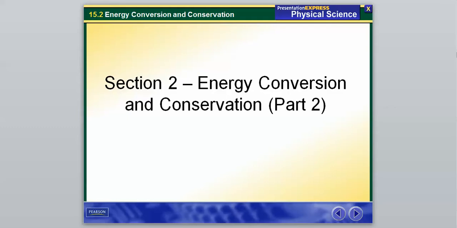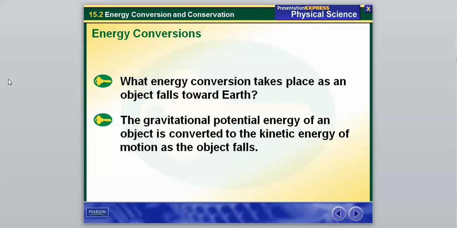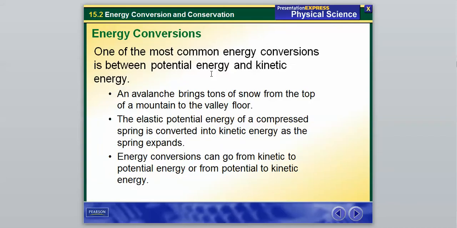So to jump right in, one example that they're going to have here is they want to know what energy conversions take place as objects fall towards Earth. So this is going to be kind of a big overriding theme here, that gravitational potential energy of an object is converted to the kinetic energy of motion as the object falls. So this is one of our most common energy conversions, and that's what our next slide is going to kind of lead off with, is that potential being converted into kinetic. And we're going to take a look at some kind of real-life examples of how that can actually happen.